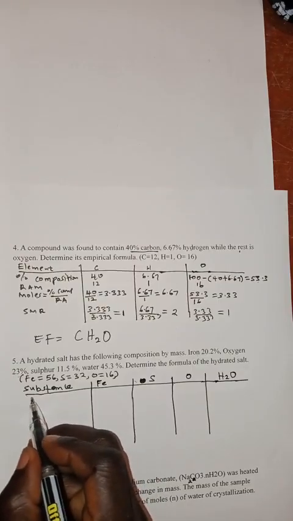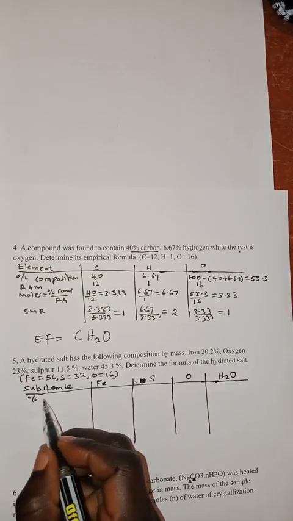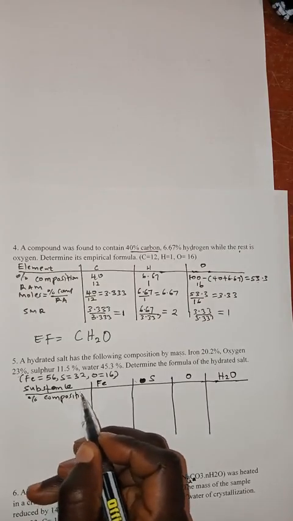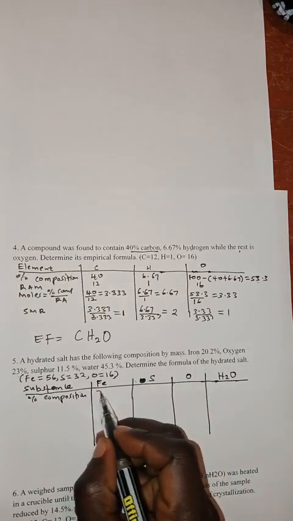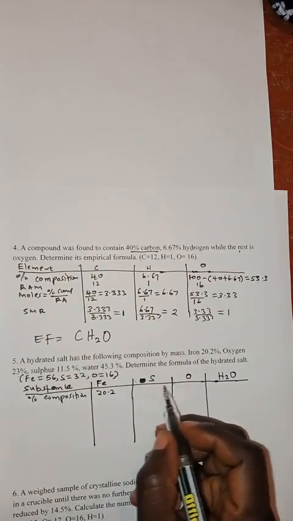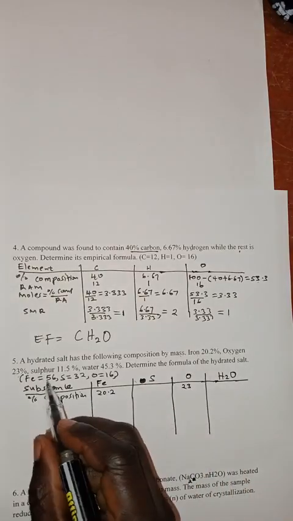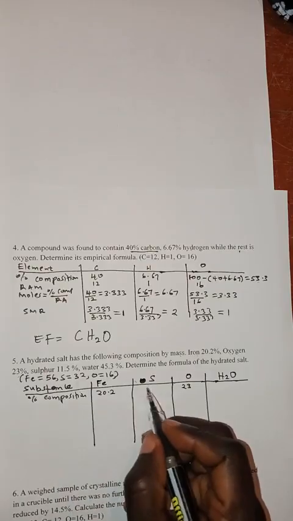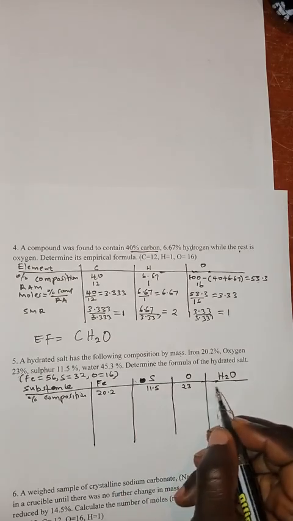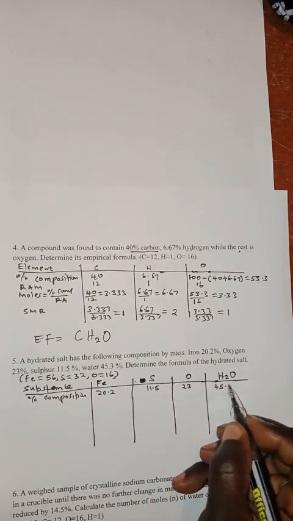Then we have the percentage composition of each substance. The percentage composition of iron given is 20.2. For oxygen, it is 23. For sulfur, it is 11.5. Then for water, it is 45.3.